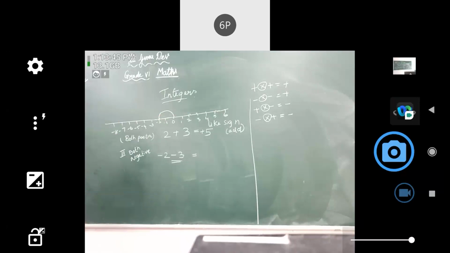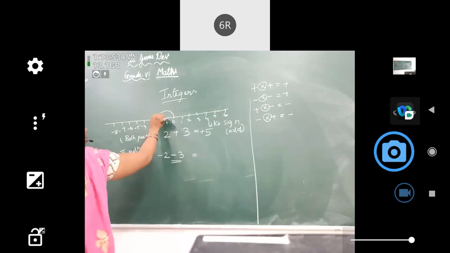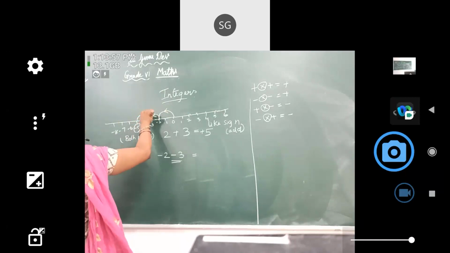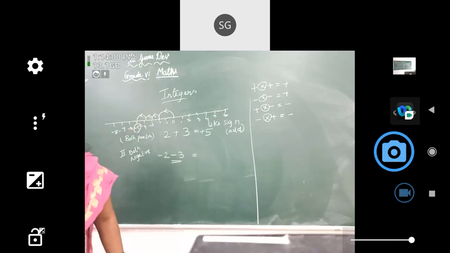So which side will I go? Will I move towards my left or right? Backward, ma'am. Left side. Backward. So 3 steps I'm going to move. 1, 2, 3. So I landed at -5. Can you see I'm moving in the same direction?